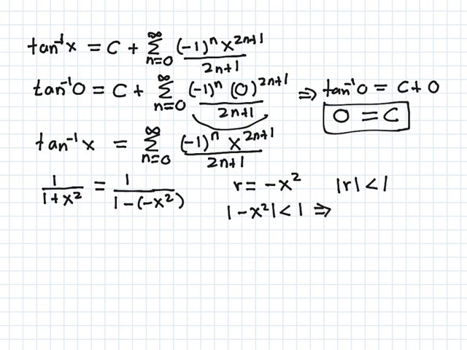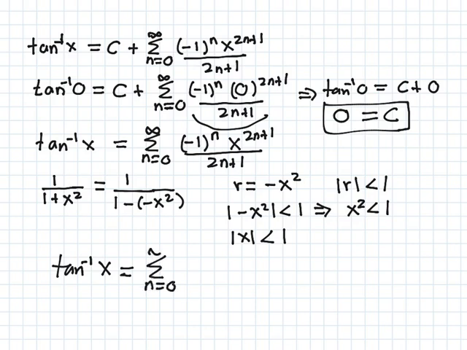Absolute value gets rid of the minus sign, and x squared is always positive, so we can rewrite this as x squared less than 1. Square root both sides, and we get the absolute value of x is less than 1. So what is the radius of convergence of the new series, tan^-1 x equals the summation from n equals 0 to infinity of (-1)^n x^(2n+1) divided by 2n+1?